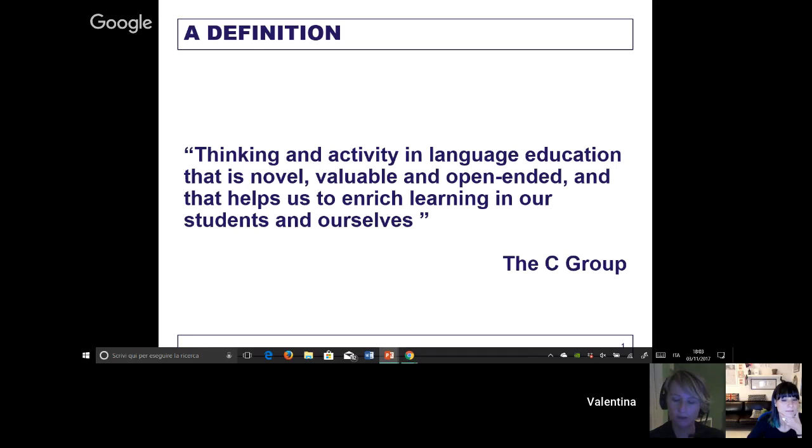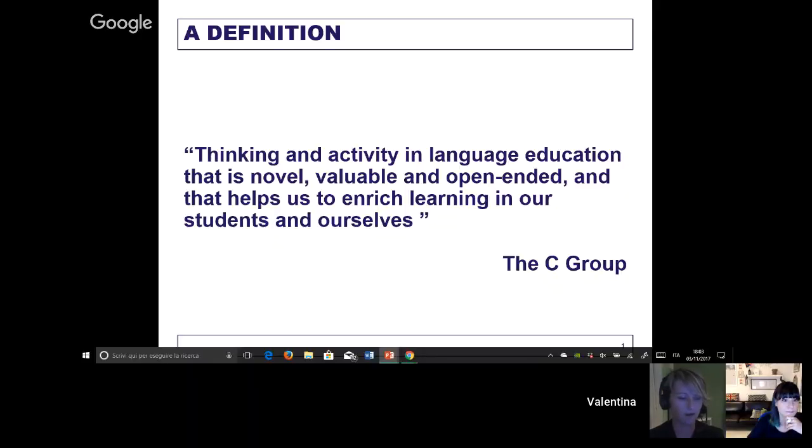It contains everything about creativity that I think is important, which has been created by what's called the C group, and C is for creativity. You can find them online. They work a lot with integrating creativity in the ELT context in particular. What I love about this particular definition is the way that it puts thinking as the first word. Because actually creativity is all about thinking. They talk about the fact that it is something which is novel, valuable, and open-ended learning in our students and also in ourselves. One of the key words for creativity for us as teachers is this open-ended.